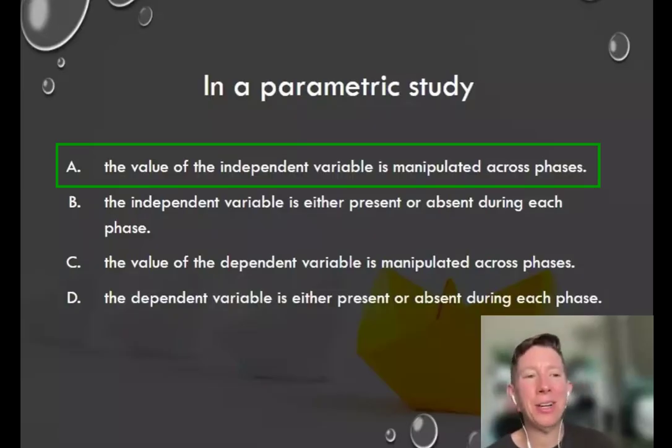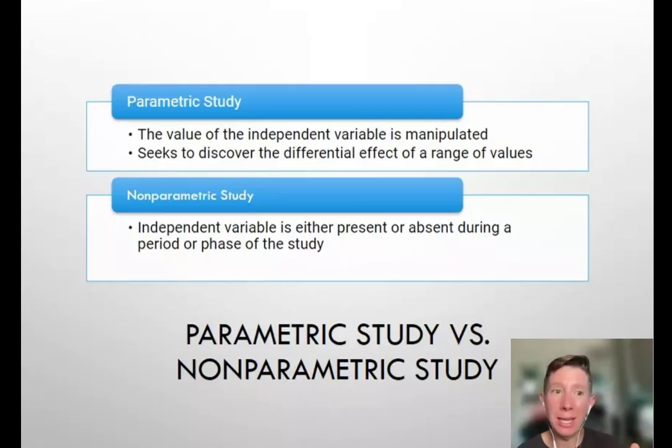The correct answer here is A, the value of the independent variable is manipulated across phases. So in a parametric study, the value of the independent variable is changed. So we're not changing whether it is or it isn't, like the light switch, right? We're not doing a binary, is it there, is it not? Instead, we are manipulating the value of the independent variable. And so we seek to discover the differential effect of a range of values.